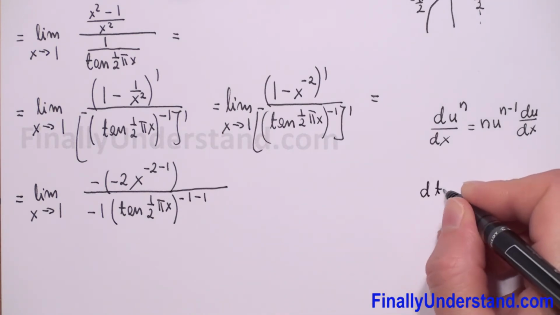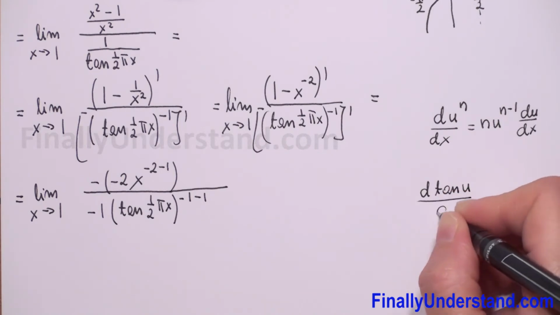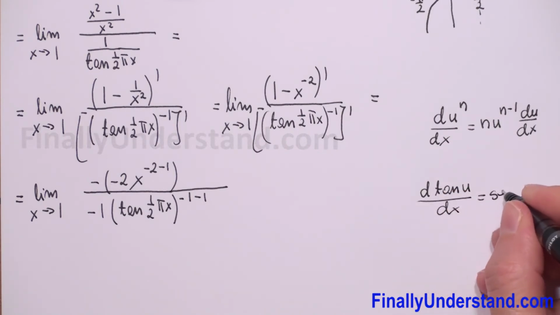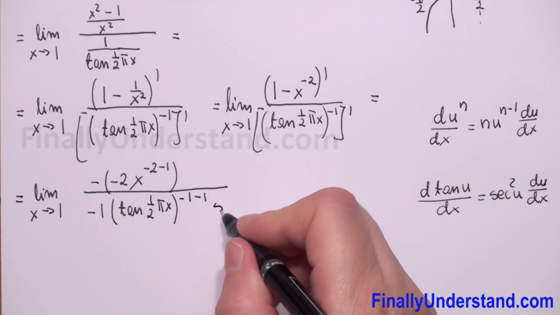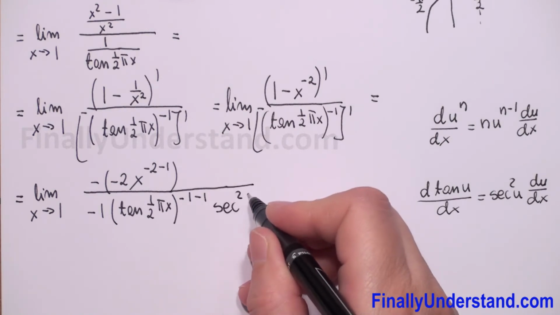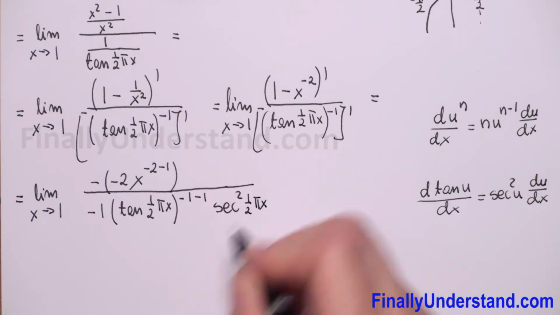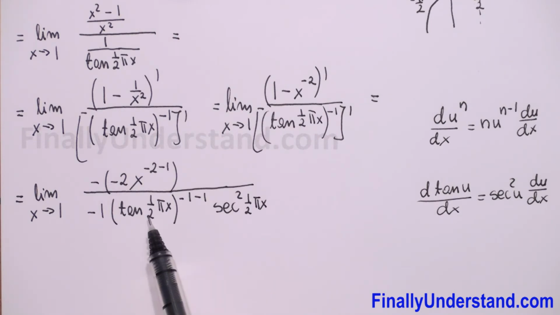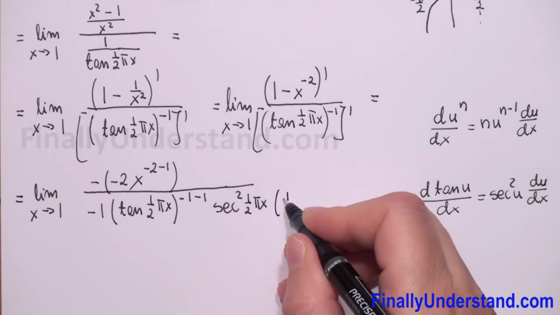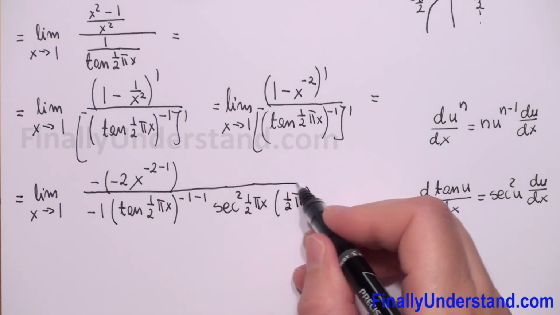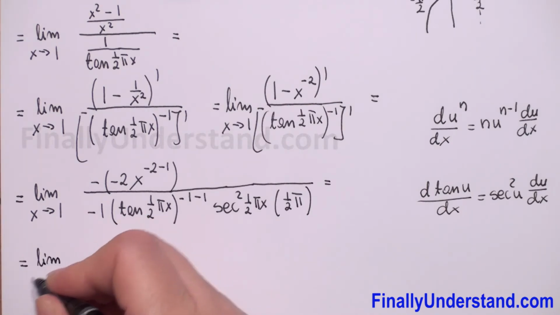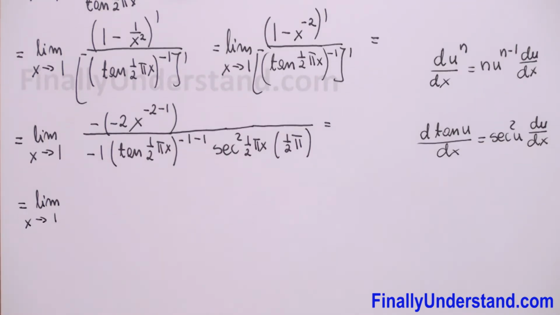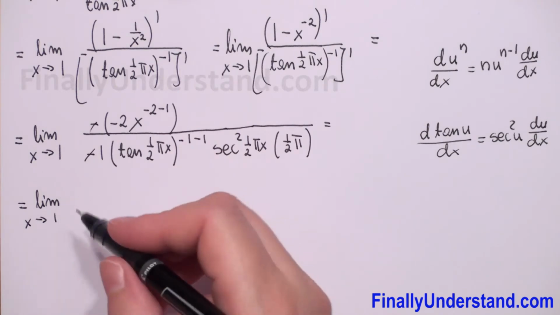Derivative of tangent of u with respect to x is equal secant squared of u times du over dx. So we will have times secant square of 1/2 of pi times x times derivative of 1/2 of pi times x. This is 1/2 pi. So this is equal. I have to copy limit as x approaches 1. And next we have negative and negative we can reduce.